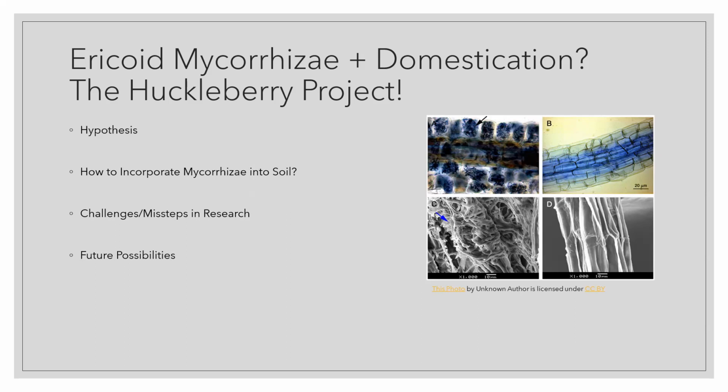And so the idea is how to incorporate the Ericoid mycorrhizae into the soil, especially when they're species specific to the huckleberry. The only way, in my opinion, to do that was to not incorporate it into the soil, but take the soil that already has that mycorrhizae in it, theoretically, and hope for the best.